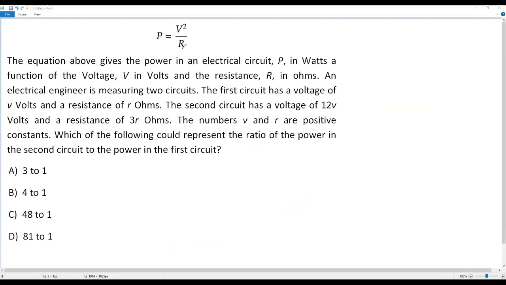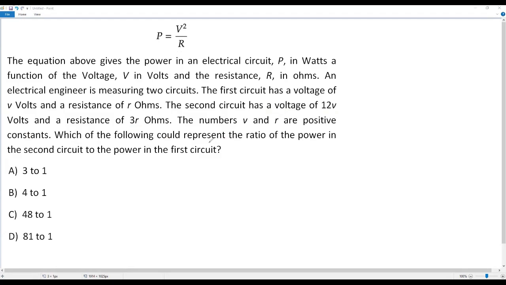P equals to V squared divided by R. The equation above gives the power in an electrical circuit P in watts as a function of the voltage V in volts and the resistance R in ohms. An electrical engineer is measuring two circuits. The first circuit has a voltage of V volts and a resistance of R ohms. The second circuit has a voltage of 12V volts and a resistance of 3R ohms. The numbers V and R are positive constants.